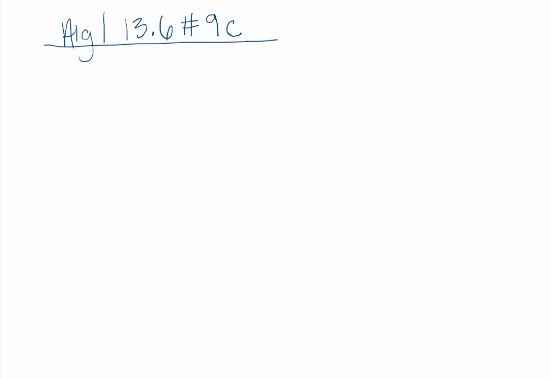In Algebra 1, this is Chapter 13, Lesson 6, number 9C. What we're working on here is the problem, and let's flip over here and I'll just read it. Solve each of these following quadratic equations by completing the square. And the problem they give you is x squared plus 18x equals negative 81.